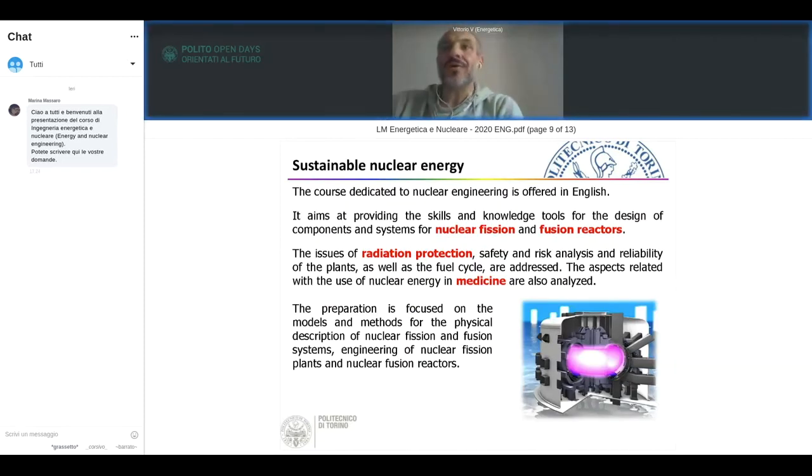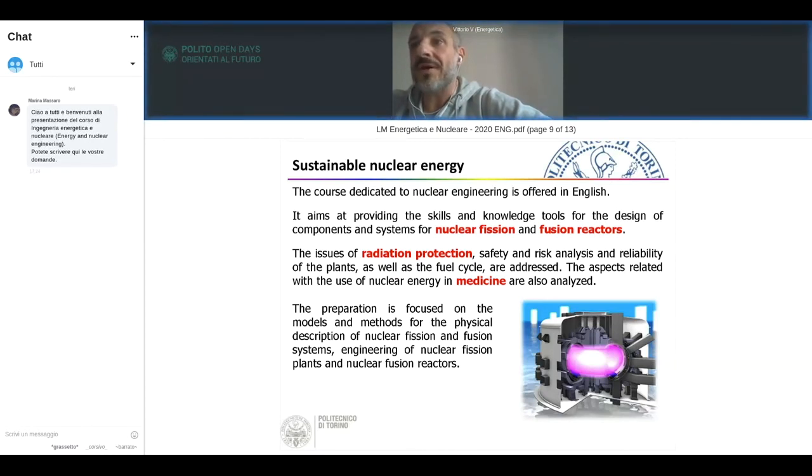If we go to the third part, this is the sustainable nuclear energy. This is entirely taught into English. This is focused on two main technologies for nuclear energy, which are nuclear fission and nuclear fusion. That's very important characteristics of the master we are offering here, which make it unique for sure in Italy, but also is one of the only master in Europe, which also includes fusion.